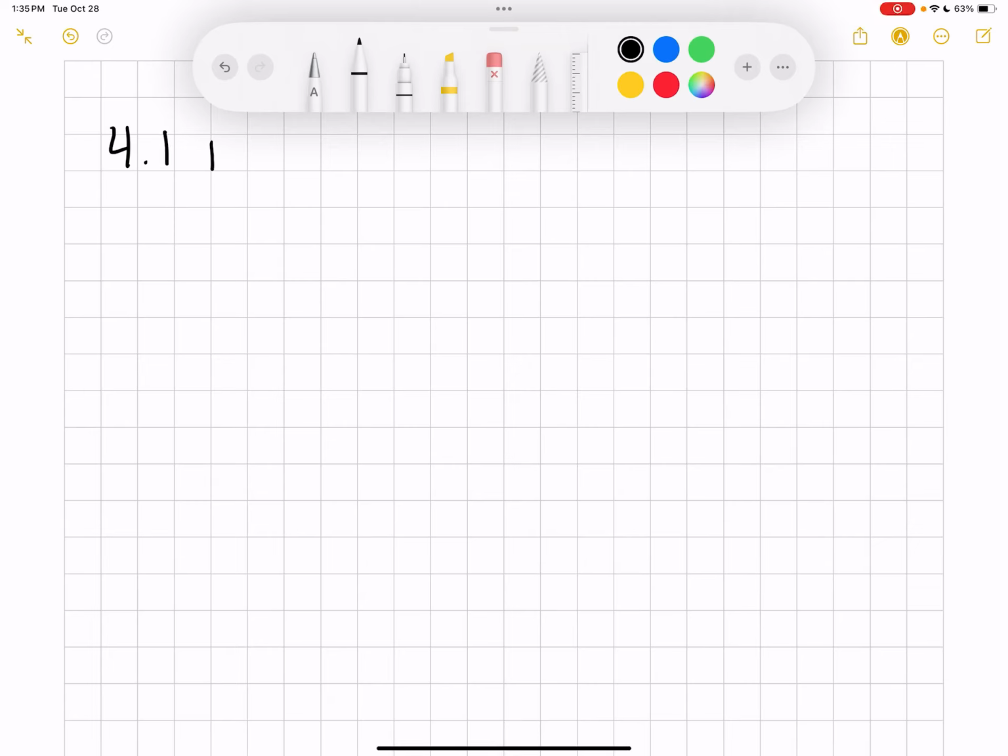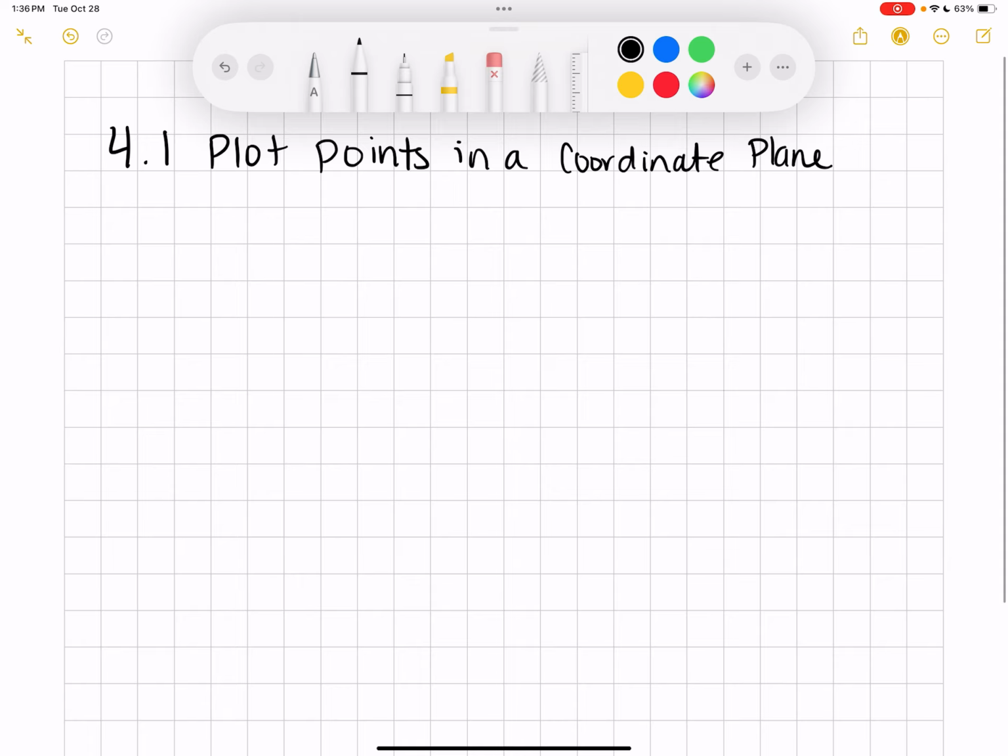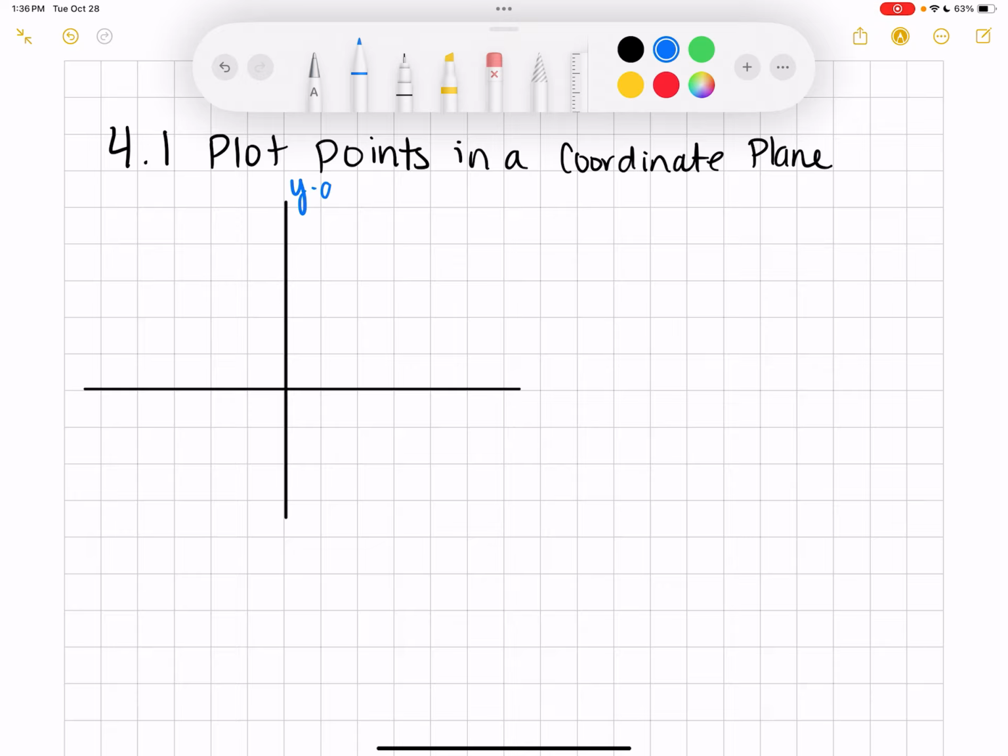4.1, plot points in a coordinate plane. All right, so on our graph, we have different labels of different things that we're going to write on here. So this axis is called the y-axis. Technically, I should put these little arrows on here, but I don't usually draw these.